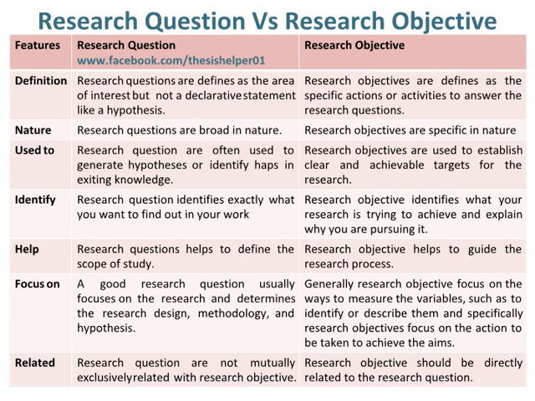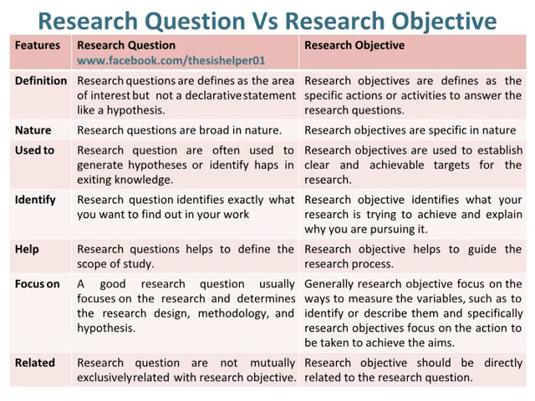Research questions are often used to generate hypotheses or identify gaps in existing knowledge, whereas research objectives are used to establish clear and achievable targets for the research. A research question identifies exactly what you want to find out in your work, whereas a research objective identifies what your research is trying to achieve and explains why you are pursuing it. Research questions help to define the scope of study, whereas research objectives help to guide the research process.